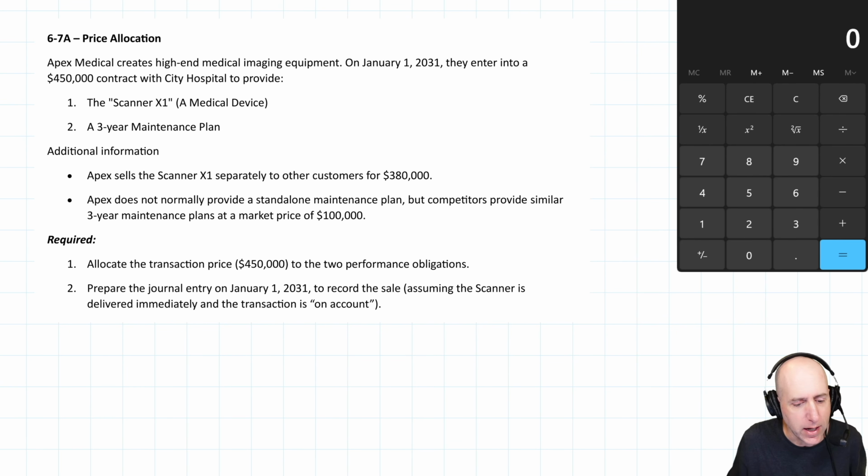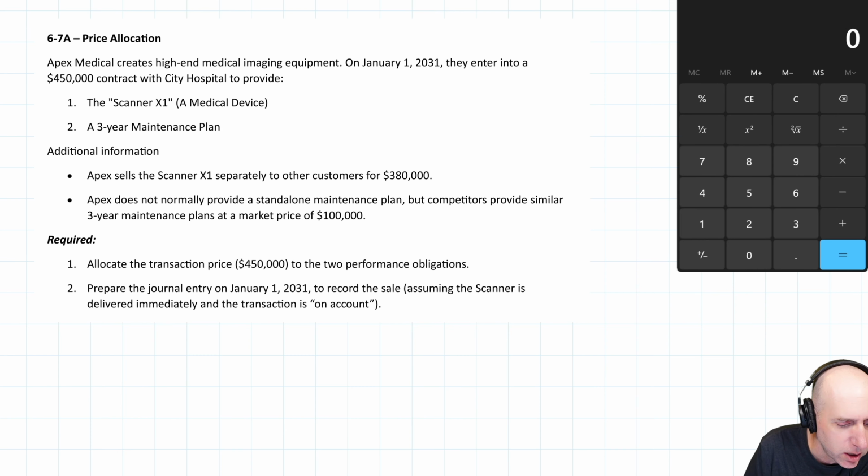Apex Medical creates high-end medical imaging equipment. On January 1st, 2031, they enter into a $450,000 contract with City Hospital to provide a medical device, the Scanner X1, and a 3-year maintenance plan. Additional information: Apex sells the Scanner X1 separately to other customers for $380,000. Apex does not normally provide a standalone maintenance plan, but competitors provide similar 3-year maintenance plans at a market price of $100,000.